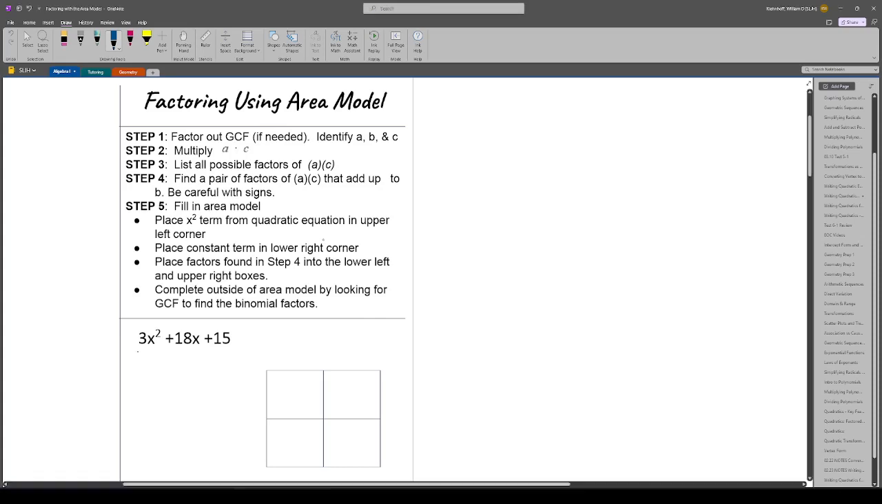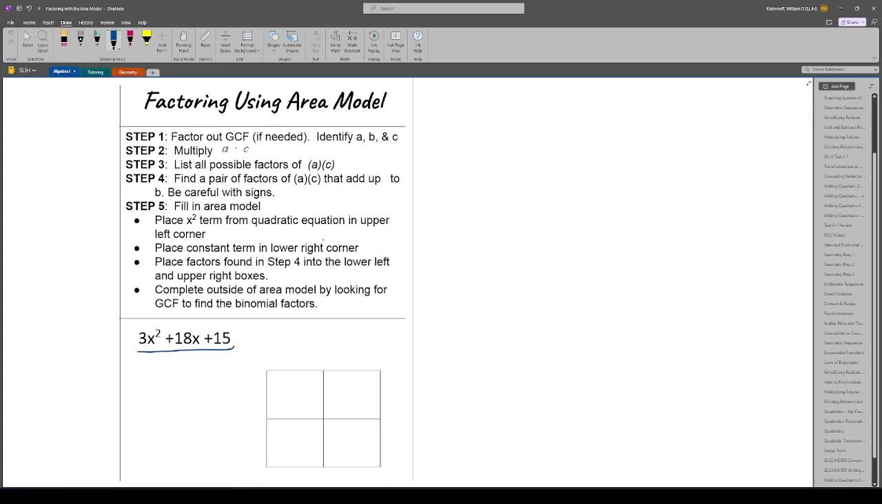So something like this, 3x squared plus 18x plus 15, it has a GCF, but it's not a perfect square trinomial. So it can't be factored using our special cases, but it can be factored. So we're going to follow these steps to go through how to factor this expression.